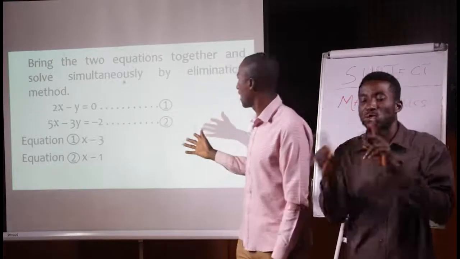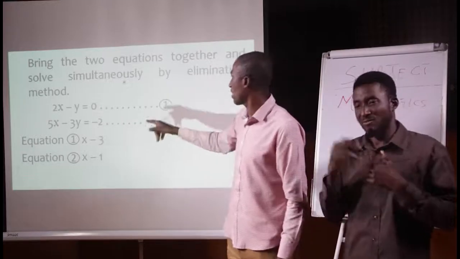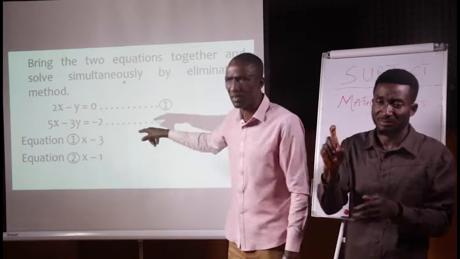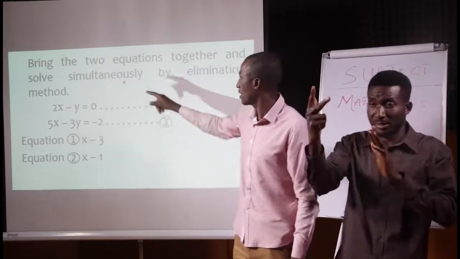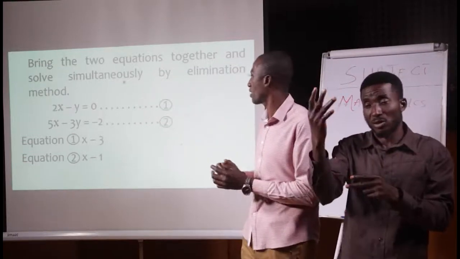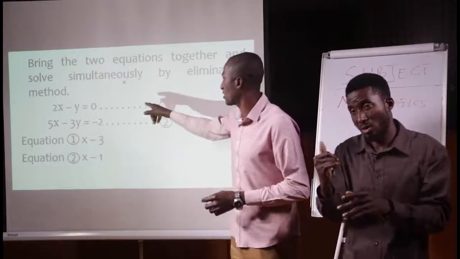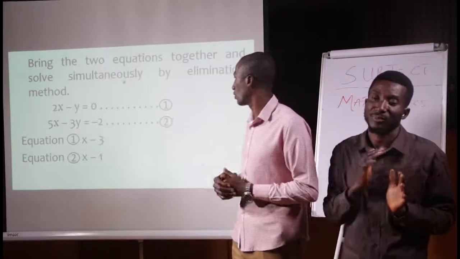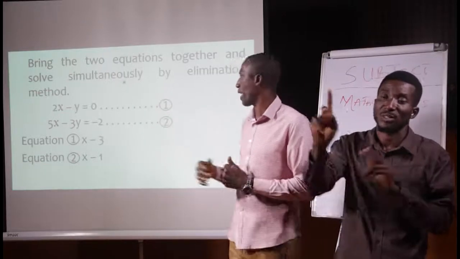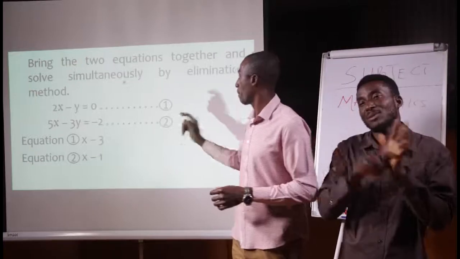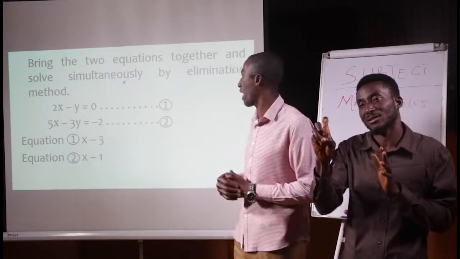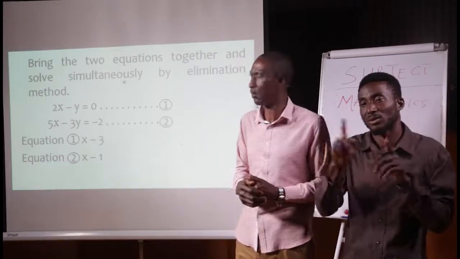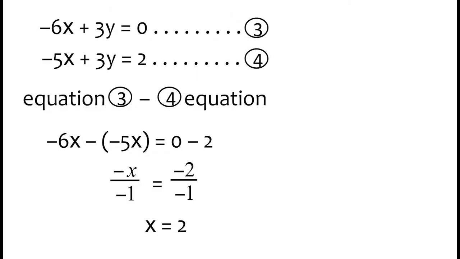By doing that, I am going to have minus 3 times 2x will give me minus 6x. Minus 3 times minus y will give me plus 3y. Minus 3 times 0, I will have 0. And coming to equation 2, minus 1 times 5x, I will have minus 5x. Minus 1 times minus 3y, I will have plus 3y. And minus 1 times minus 2, I will have plus 2, as written below.